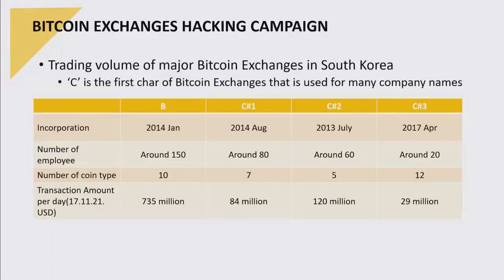When people talk about Bitcoin exchange hacking, I'm going to simply introduce the background of the Bitcoin exchanges in Korea. The table in this slide lists four famous Bitcoin exchanges in Korea. Depending on how large and popular they are, the transaction amount per day varies. Exchange B is the largest one. The transaction amount per day is about 735 million. I think it is a great reason to hack.